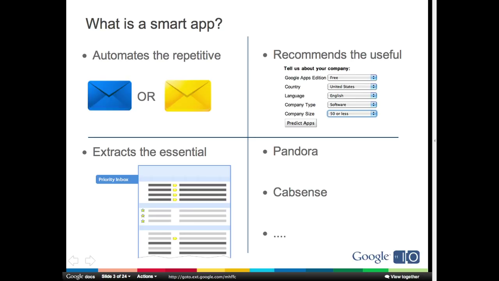We think about smart applications at the Petition API team as things that automate the repetitive, extract the essential, and recommend the useful. So things that automate the repetitive are things like content moderation. So let's imagine you're running a blog and you have a forum on that blog. And you get a lot of spam, say spam about certain drugs you don't want to see on your blog. Filtering those out is really frustrating and really complicated because sometimes the patterns that you'll be seeing from that spam will change.